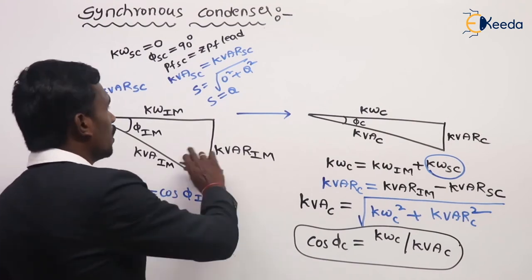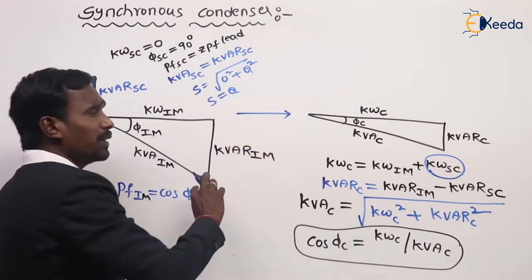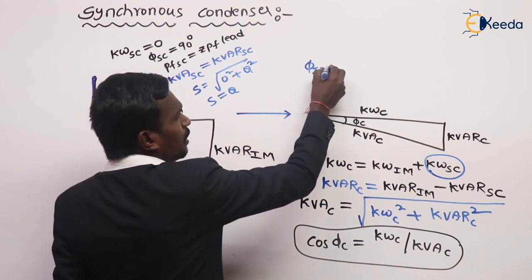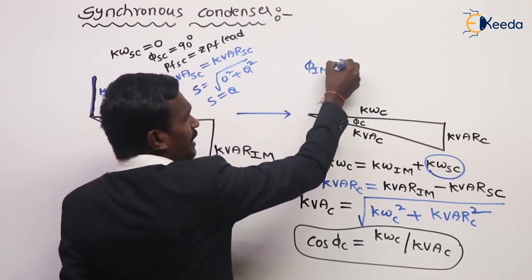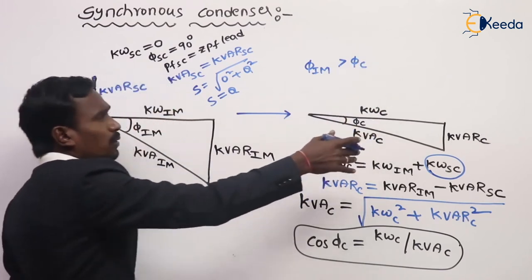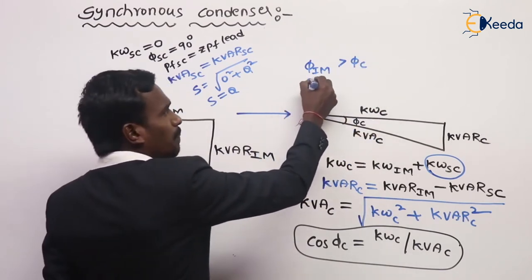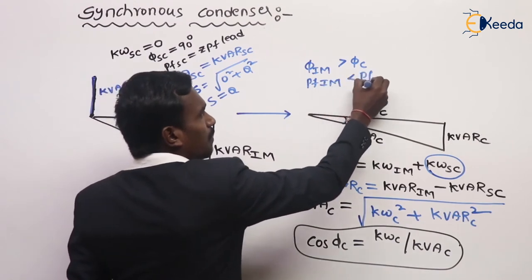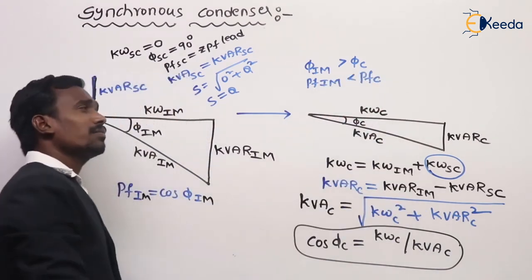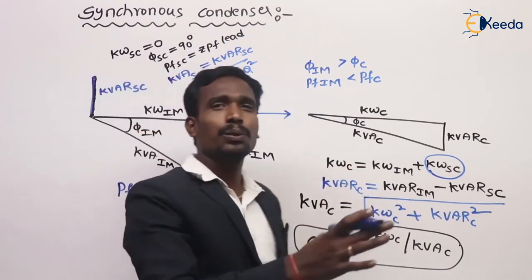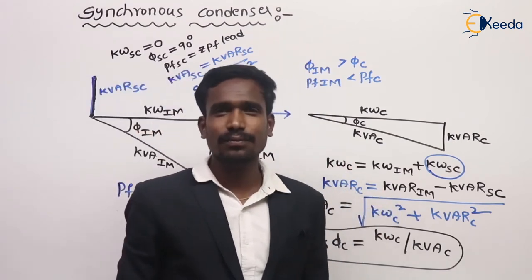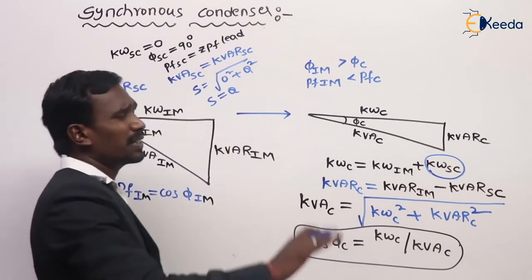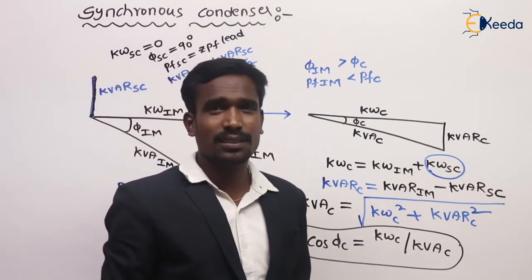Now, can you observe these two? Between these two, generally the induction motor power factor angle is greater than the combined. Yes or no? Nothing but the power factor of the induction motor is less than the combined power factor. Nothing but the power factor is improved here. Here my power factor is improved because some reactive power is subtracted. Like this.